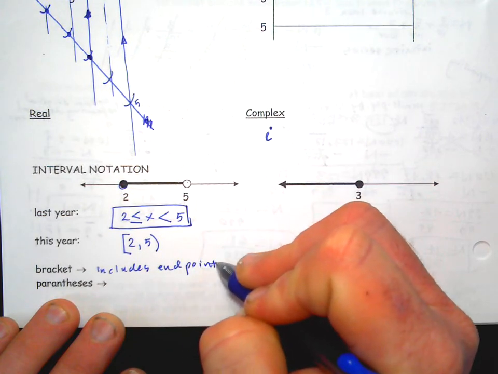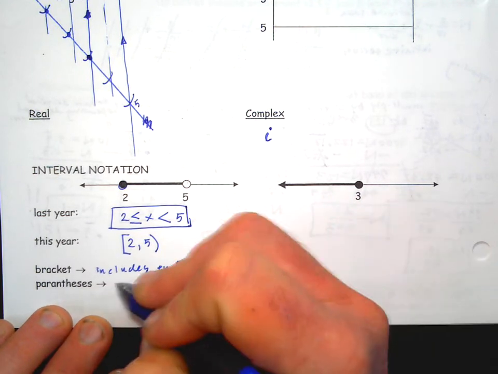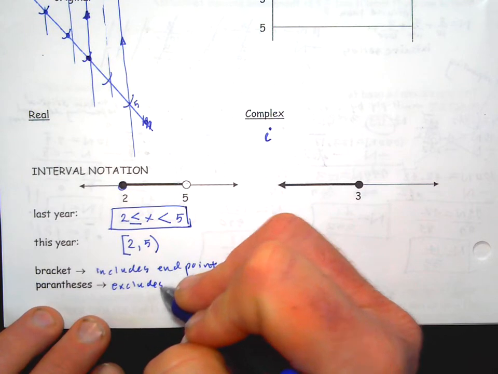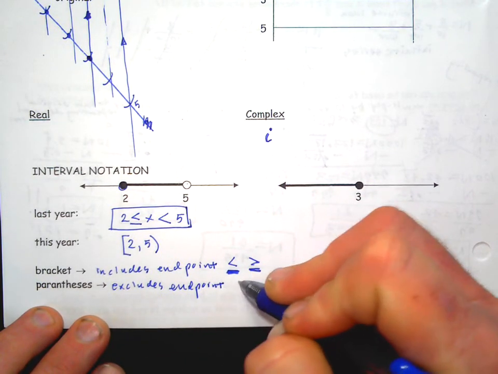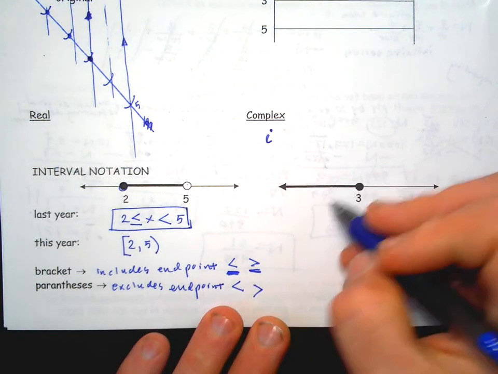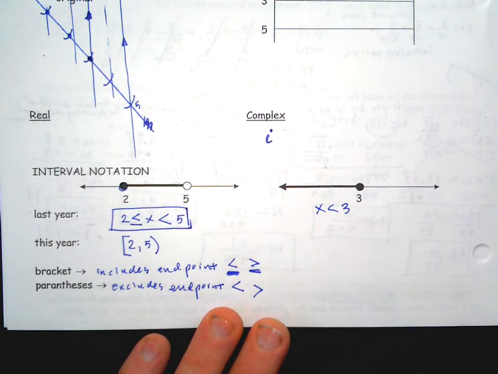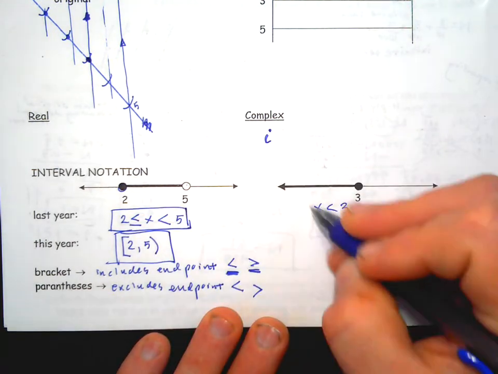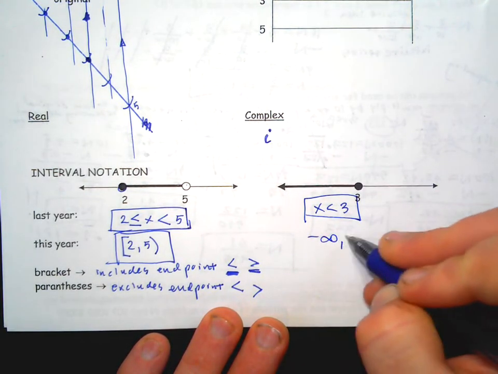And that would be, less than or equal to, or greater than or equal to, in parentheses, excludes the endpoint. So that would be just greater than or less than. So this right here, last year, you might say x is less than 3, right? This year, so I'm going to ask you to do this on your homework because I want you to get used to this. This year, we would say negative infinity to 3.